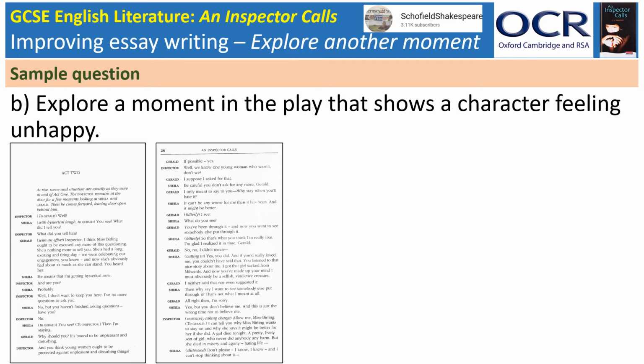Whip open your text and reread the first few pages of this act. If using the hardback Heinemann edition, read pages 27 and 28. Press pause to do this now. The video will resume in 5 seconds' time.